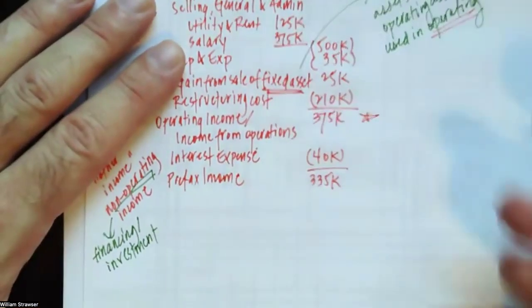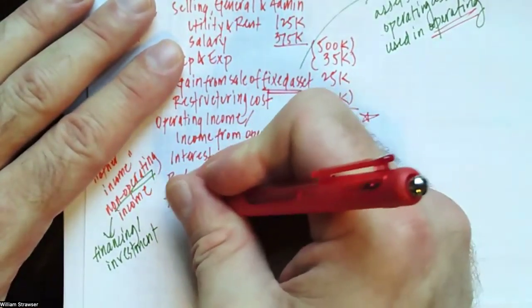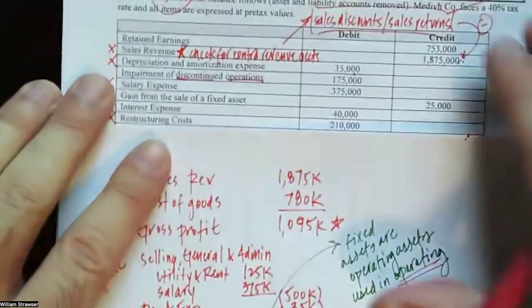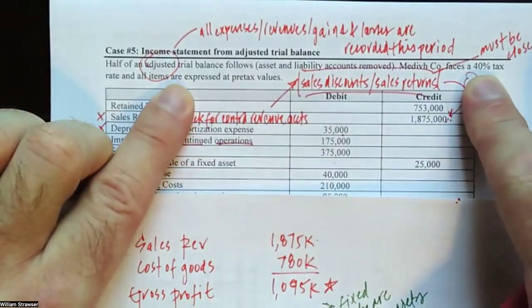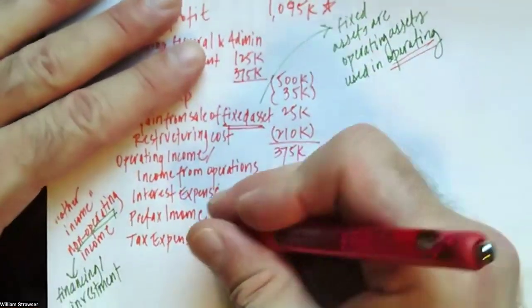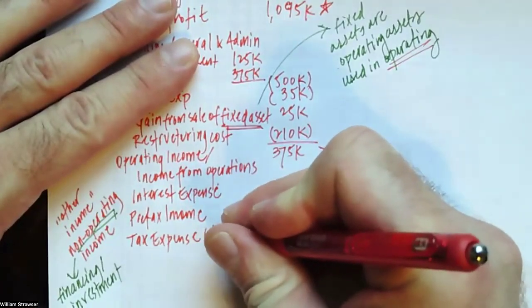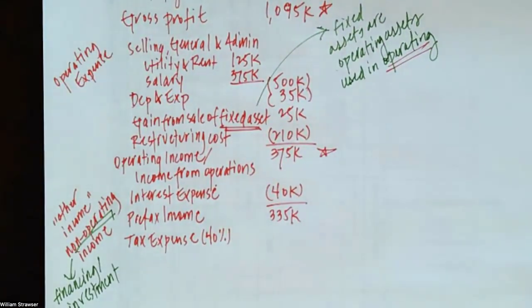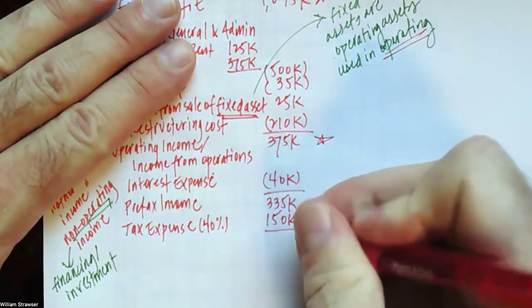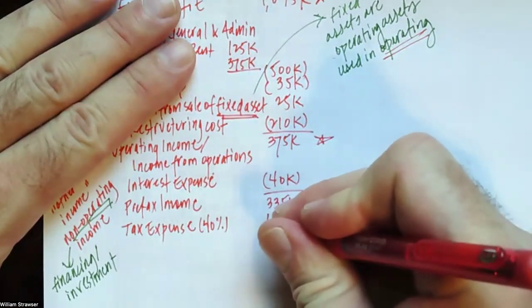All right. Now I take the tax expense from this. At the very top of the page, before the adjusted trial balance was given, it said that they have a 40% tax rate. All of these are pre-tax values. So we're taking that tax at 40% here, figuring out how much expense that correlates to. So we take 335, multiply it by 40%, and that's $150, which brings us to 185.